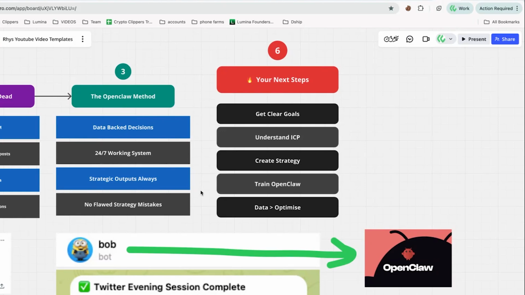Now, your next steps, so what can you take away from this video? Get very clear on your goals. Why are you uploading content and what do you want to achieve from the content you upload? Understand who you want to see your content and why you want them to see your content and what you want them to do after seeing your content. Get a strategy which you have designed as the operator of your goals around this ICP and around your content. What's the funnel? What do you want to push? And then train your OpenClaw to execute that strategy very efficiently, with the key component being that everything is data-backed and optimized.